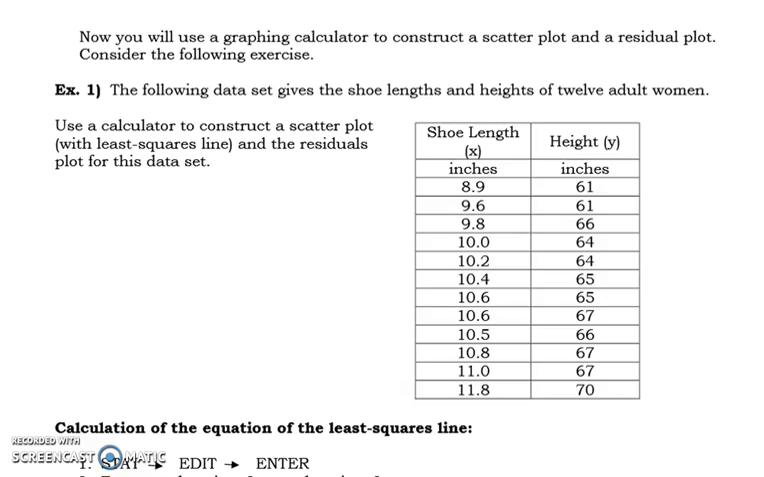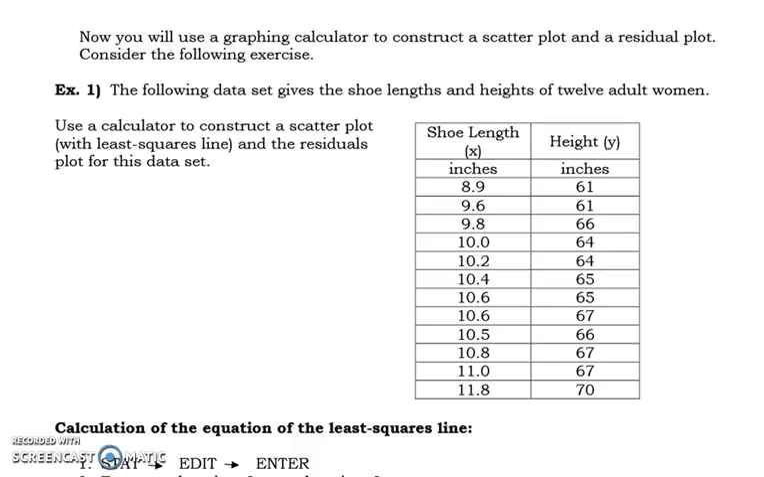So now what we're going to do is use the graphing calculator to construct the scatter plot and the residuals. And I'm going to walk you through a lot of this on the graphing calculator, but if you notice, all the directions for the graphing calculator are listed on the notes themselves. So we have the following data set that gives the shoe lengths and heights of 12 adult women.